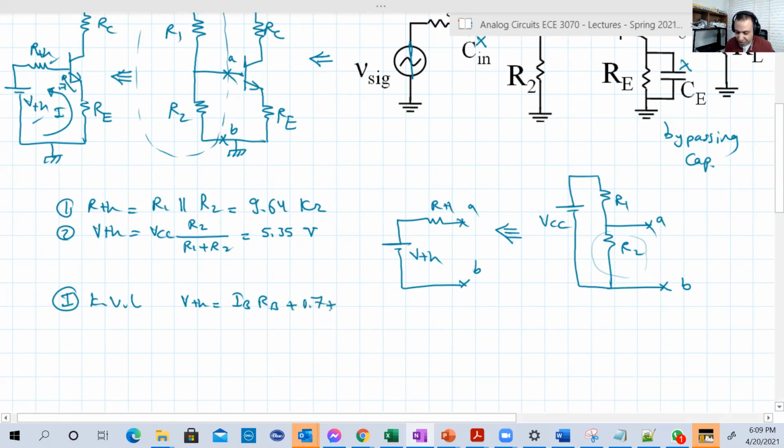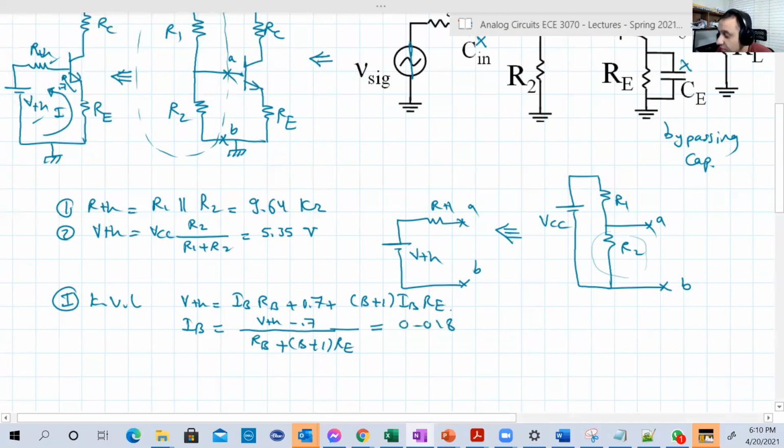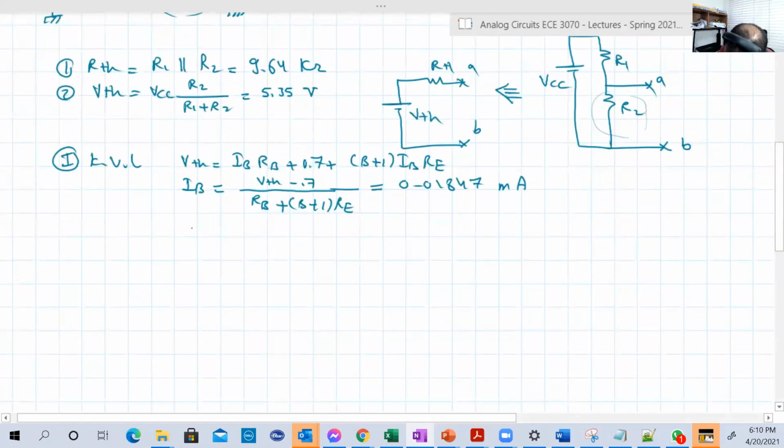We are just refreshing what we studied maybe 2 weeks ago. Plus IERE, and we know that IE is (beta plus 1) IB. So now IB is equal to (VTH minus 0.7) over (RB plus (beta plus 1) RE). So this will be equal to 0.01847 milliamperes. Now let's get IC.